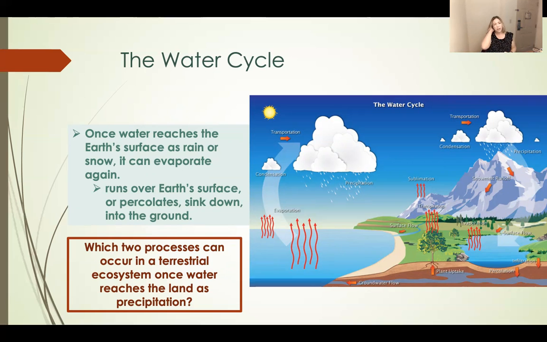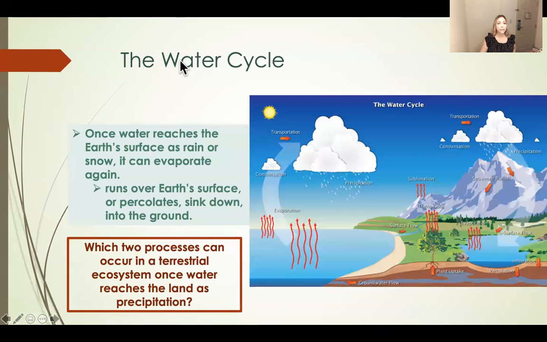Okay. Now, water can also form runoff. So really, I should have put which 3 processes can occur. So runoff means that water runs into like a lake or a river, right? It stays on the surface of the earth.